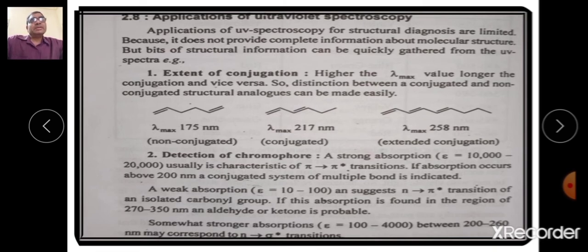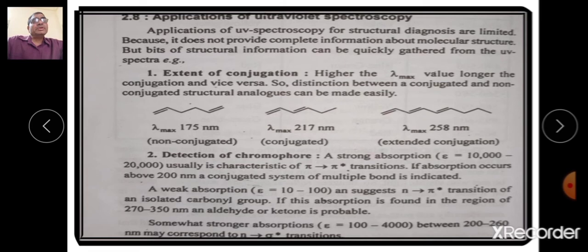Number one is determination of extended conjugation. We have seen when extended conjugation is present, there is an increase in the wavelength to the longer side, that is the lambda max is increased. Higher the lambda max value, longer the conjugation, and lower the lambda max value, shorter the conjugation, that is vice versa.